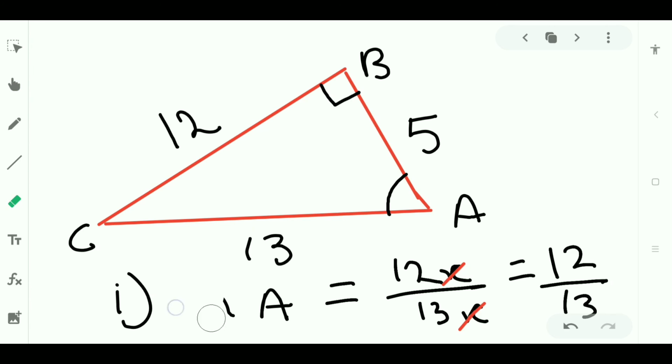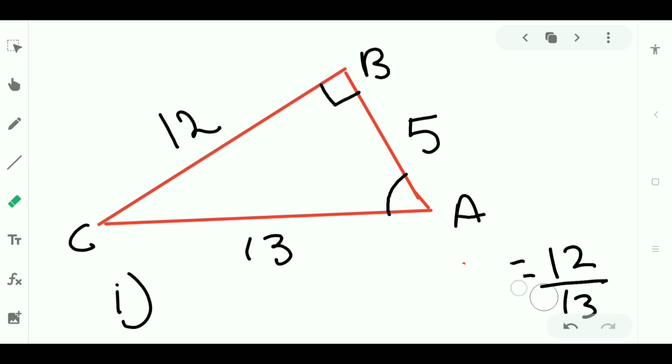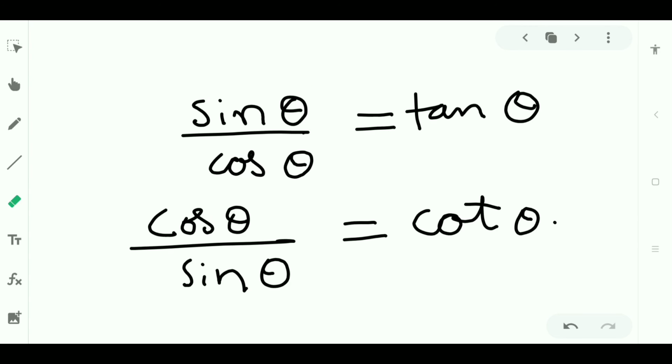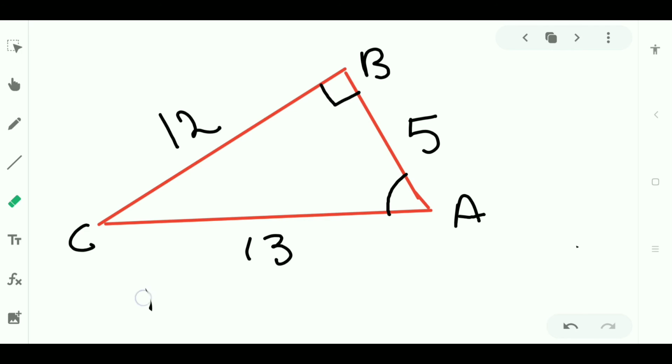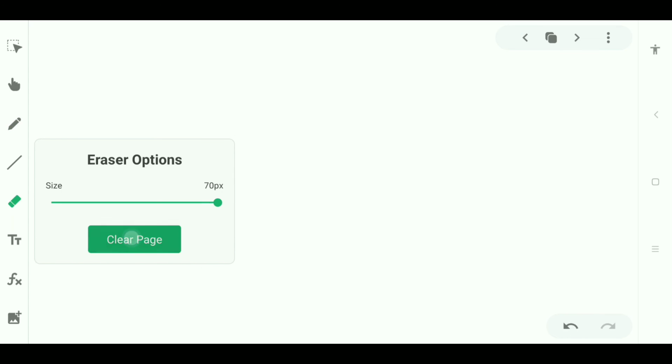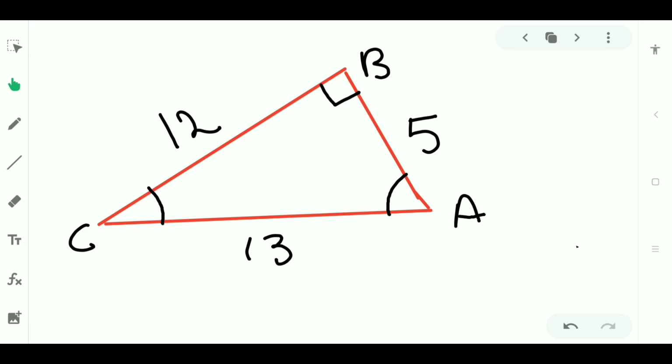And second, they asked us to find cos C. Cos of C. C is nothing but this angle. Okay? Now cos C, let us find. Cos is nothing but adjacent by hypotenuse.